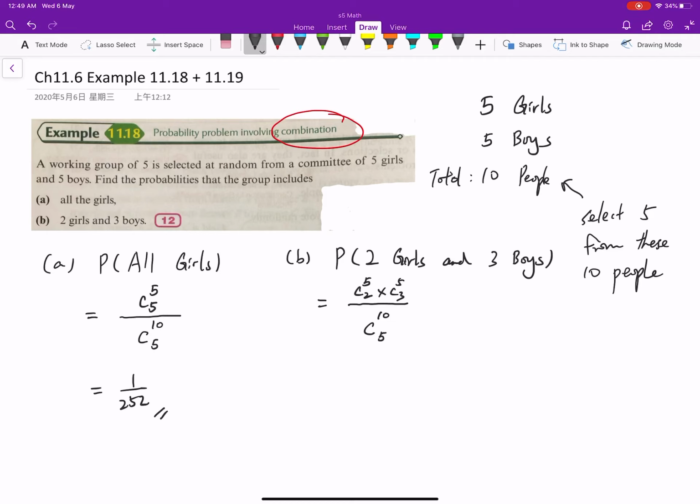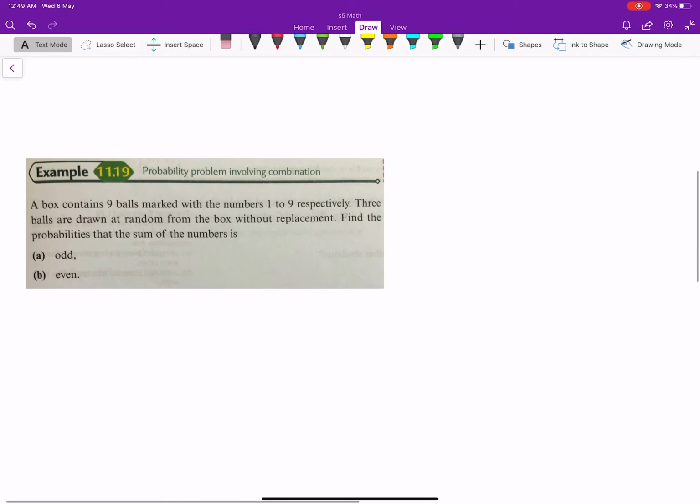So actually this is the answer. You just think about it separately. You don't mix up. You have a clear mind to understand the question. Then you will be okay for these kinds of questions. Let's go to the next example.